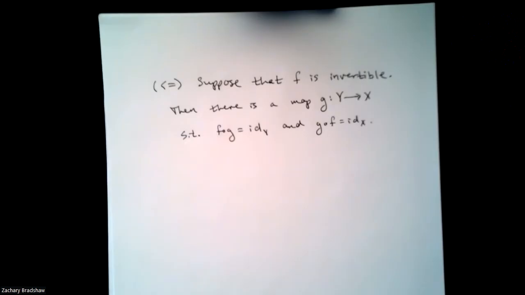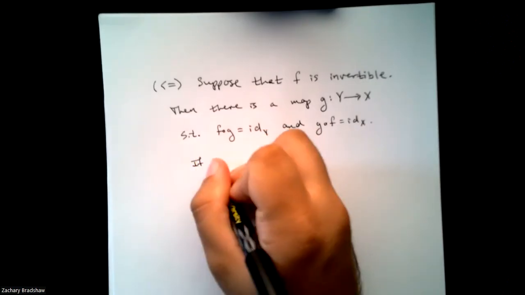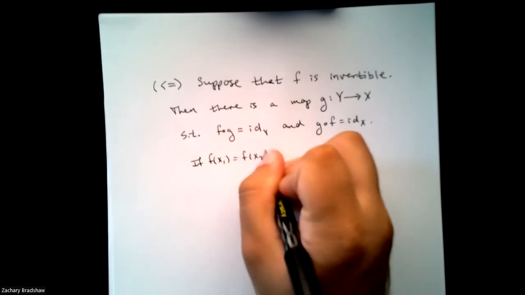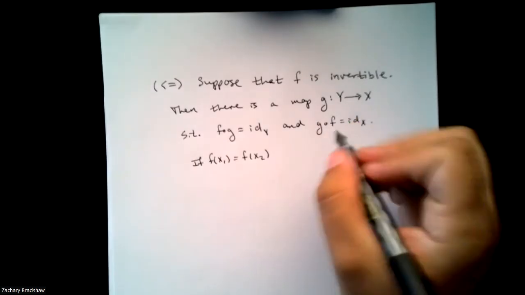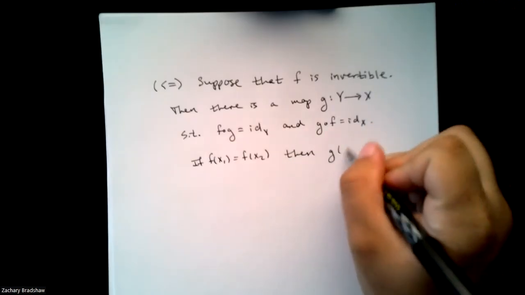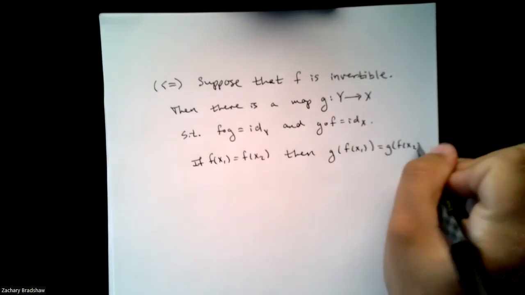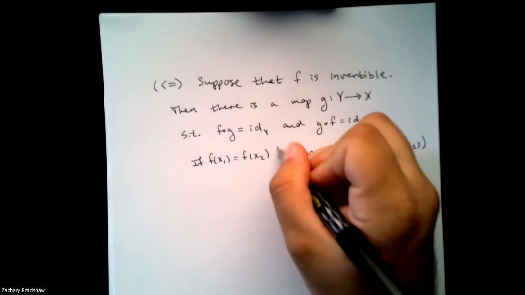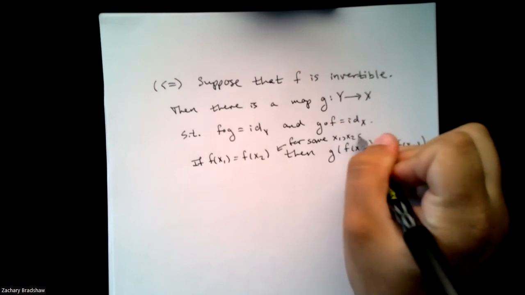also a bijection. So how do we know that it's injective? Well, if f of x1 is equal to f of x2, we want to show that x1 is equal to x2 because that implies injectivity. Well, then we can apply g to both sides. That means that g of f of x1 is equal to g of f of x2, I should say here for some x1, x2 in the set x.